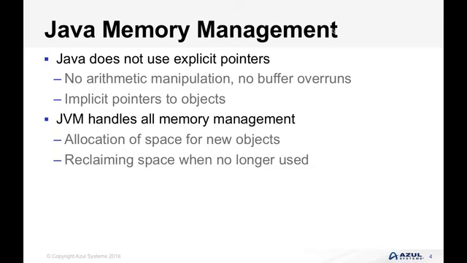The JVM handles all of the memory management for you. When you want to create a new object, you don't have to request an area of memory. The JVM will do that for you. You simply say, I want a new string. The string is this size, and the JVM will allocate enough space for you to store that string or that list or whatever on the heap.